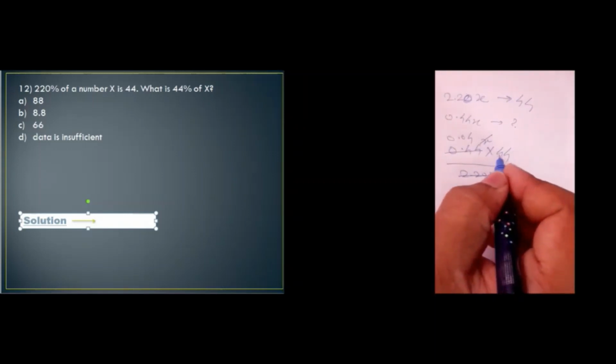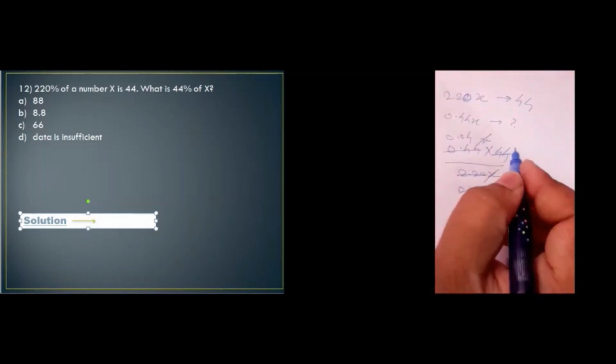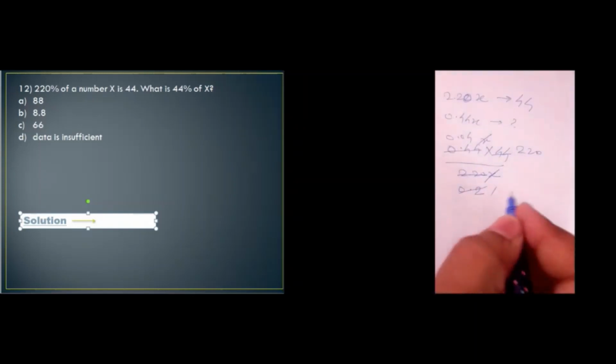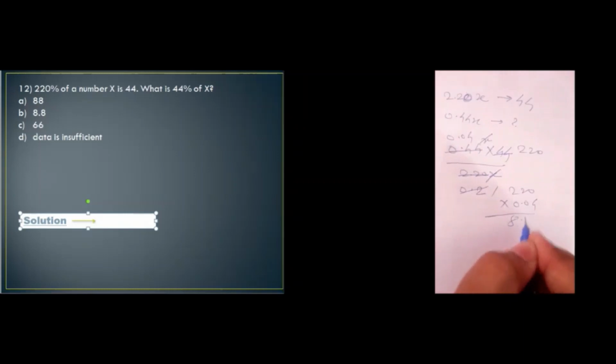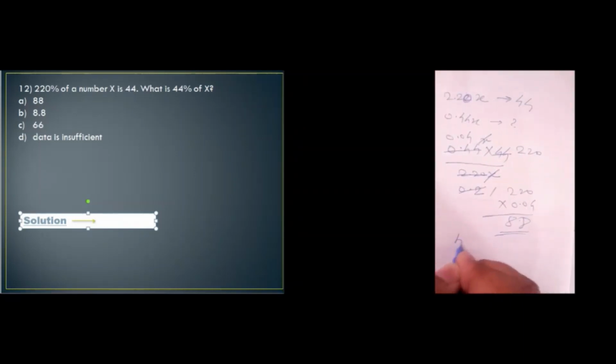When we divide 44 by 0.2, this is going to be 220, and then 220 multiplied by 0.04 will come out as 8.8. So the final answer is 8.8. Option B is the correct option.